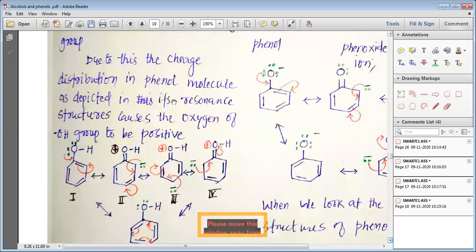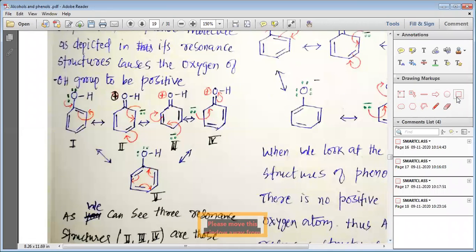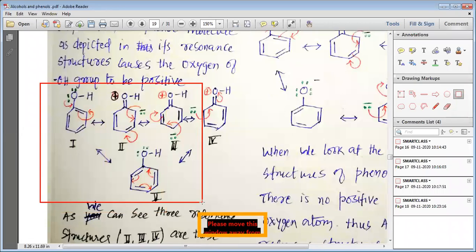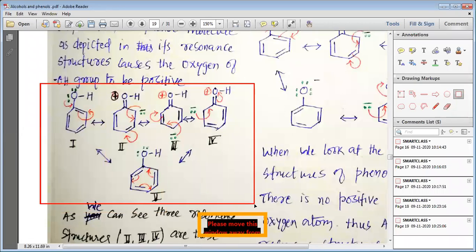Due to this, the charge distribution in the phenol molecule, as depicted in its resonance structures, causes the oxygen of the OH group to be positive. Now please understand this well, my dear students. It is very important for you to understand this charge distribution. You can see here we have a phenol. In phenol, oxygen has two lone pairs.